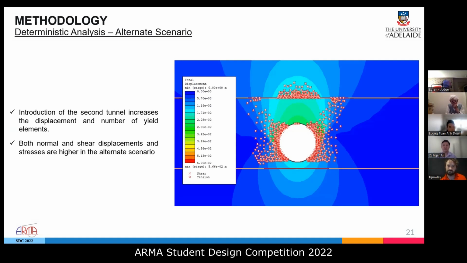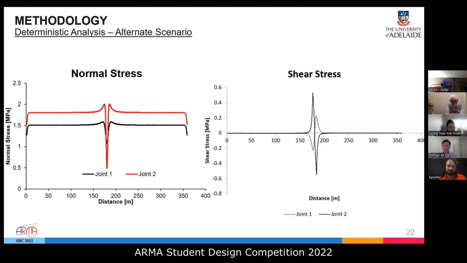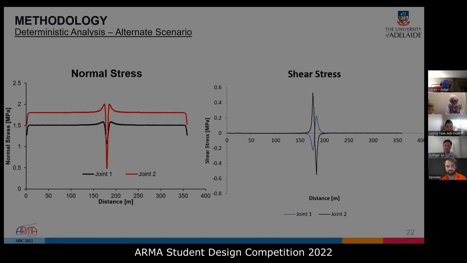It was found that both the tunnel displacement and yield elements were affected by the addition of this extra fault. An increase in the normal and shear stresses can be observed, resulting in a higher probability of slip and larger deformation around the tunnel boundaries.